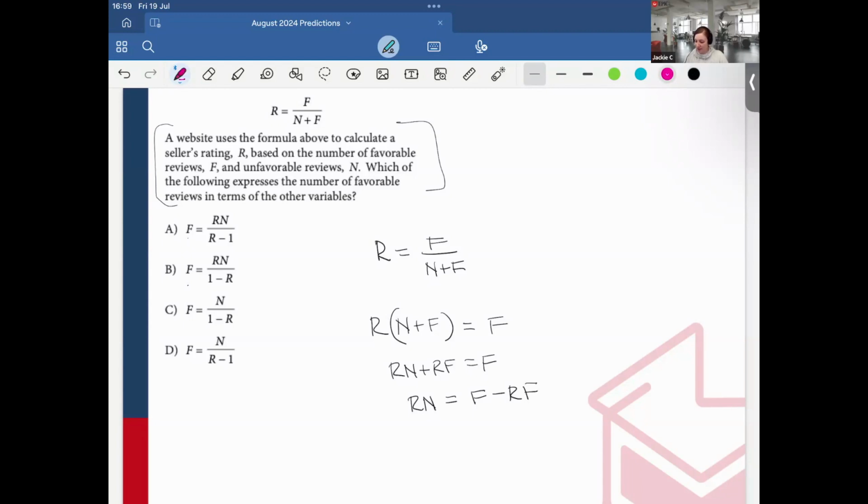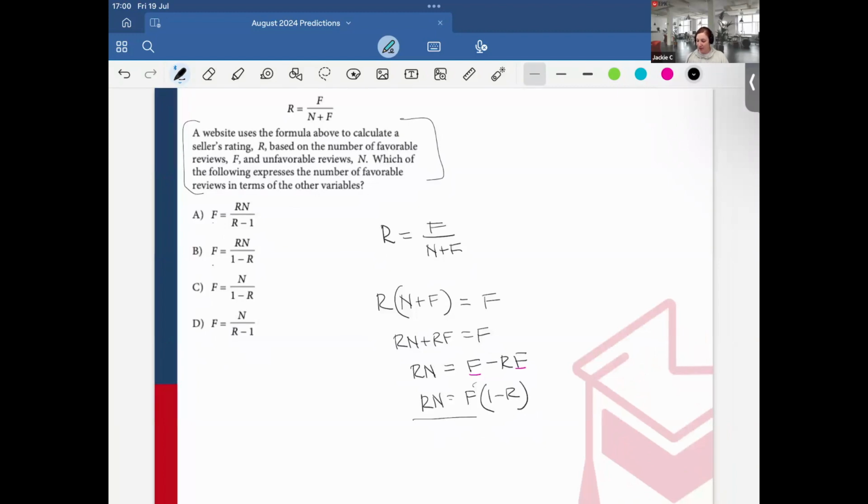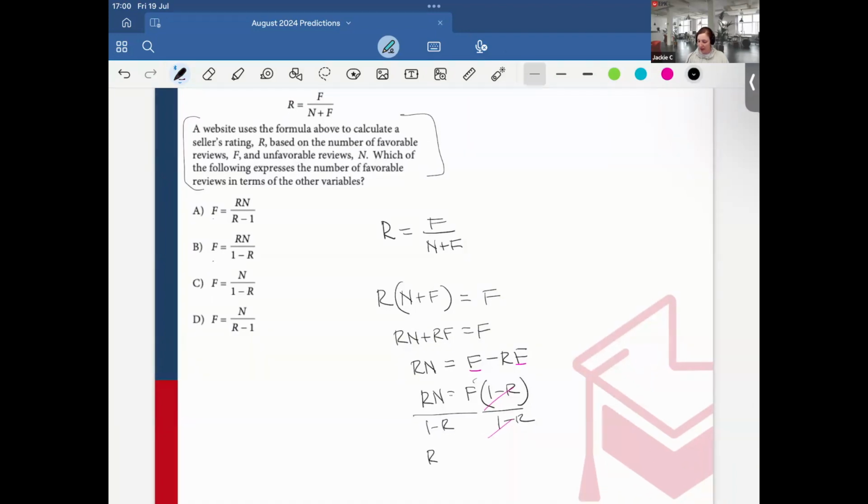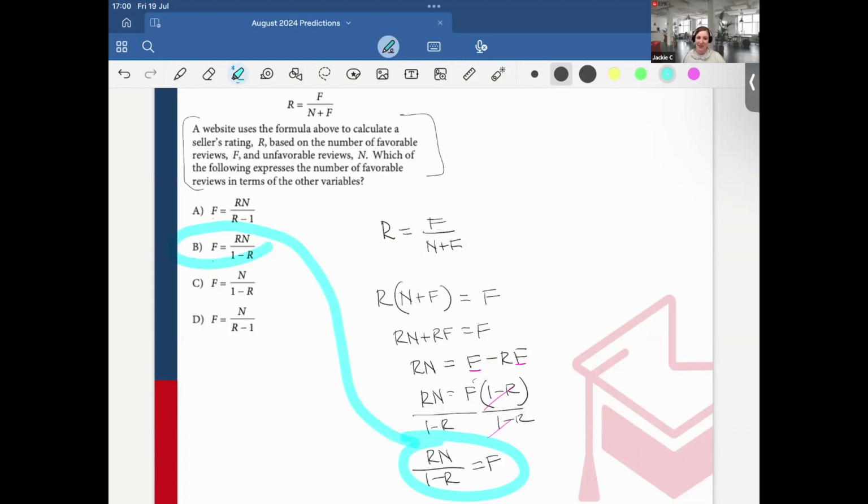And then since I have a common term f, I can factor it out. So this would be Rn is equal to f times 1 minus r. Everyone sees that: this becomes f, and this is fr, or rf. And then final step, I just need to divide by 1 minus r, and we can see this would cancel. I'm left with Rn divided by 1 minus r is equal to f. And that would be the amazing answer choice B.